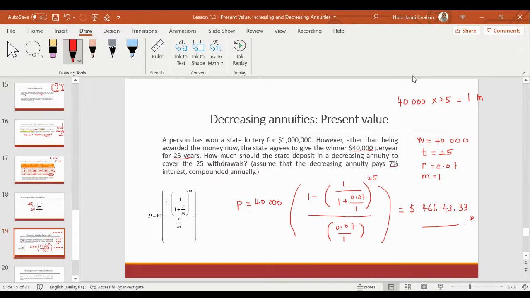$466,143.33. As you see here, the state did not even spend 500,000 to give the winner 1 million. They only spent $466,143.33 to give the winner 1 million over the period of 25 years. So they spend about 500k plus here.